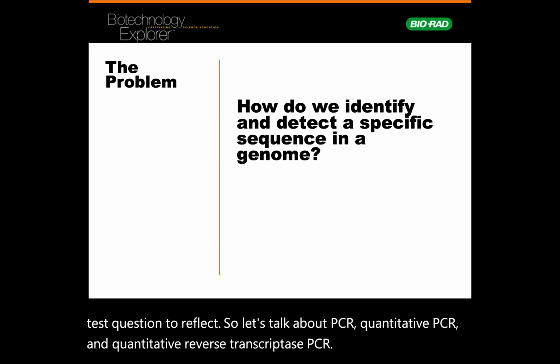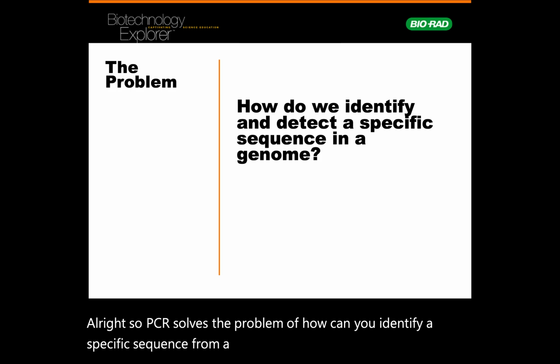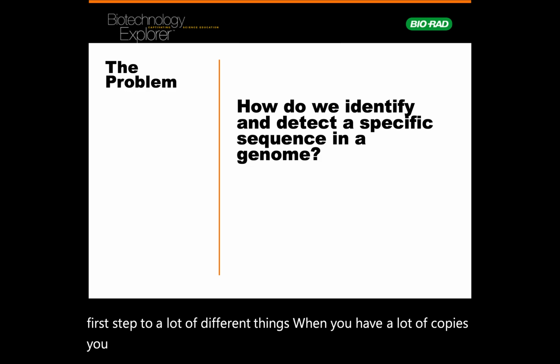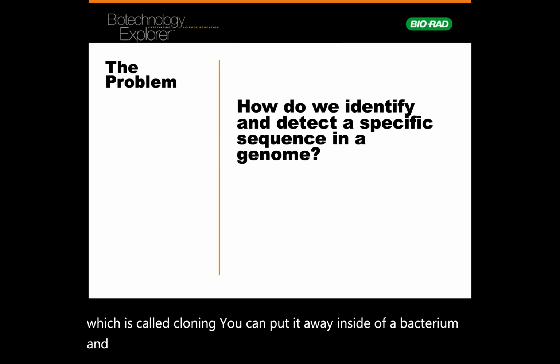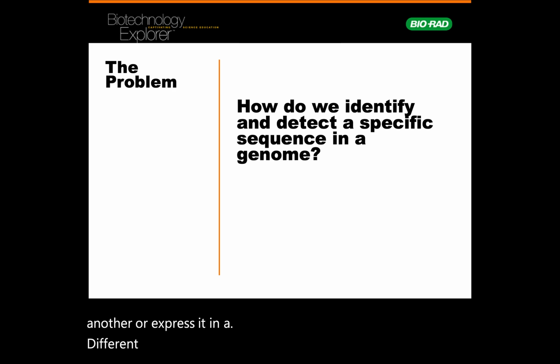All right. So PCR solves the problem of how you can identify a specific sequence from a genome and copy it. Now, copying is the first step to a lot of different things. When you have a lot of copies, you can read out what the sequence is. You can also save a copy, which is called cloning. You can put it away inside of a bacterium and just keep it essentially forever. You can also manipulate that copy. So you can take that gene and move it from one animal to another, or express it in a different kind of cell, or do whatever you like with it at that stage.